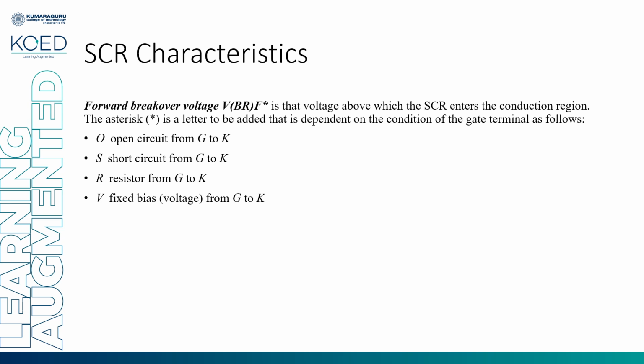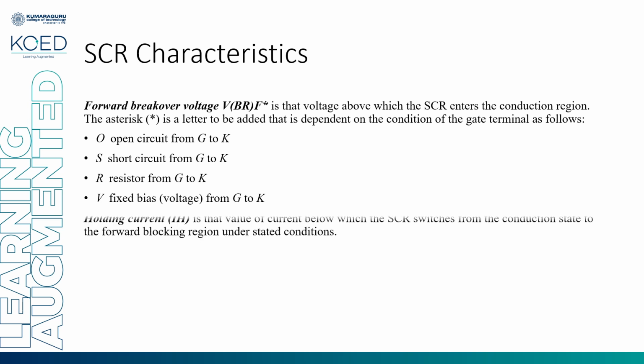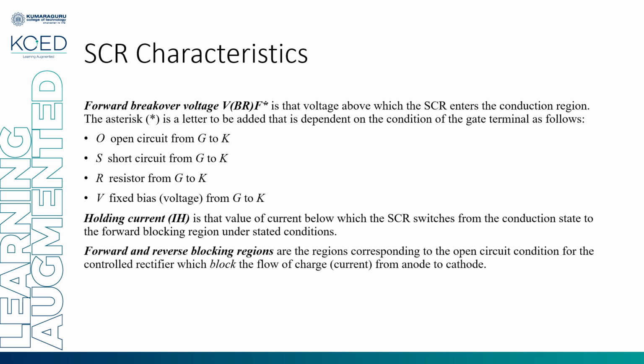The star will denote 4 options depending upon how you use the gate terminal. If your gate is 0, you are giving 0 current to the gate, then it is open circuit. When you are biasing, it is short circuit. When it is resistive, along with the triggering bias, you have to give it as R. And if it is a fixed bias, you have to give V. And holding current is the value of current below which the SCR will switch back to off state, or move from the forward conduction region to the forward blocking region.